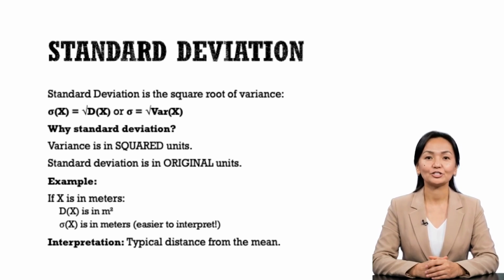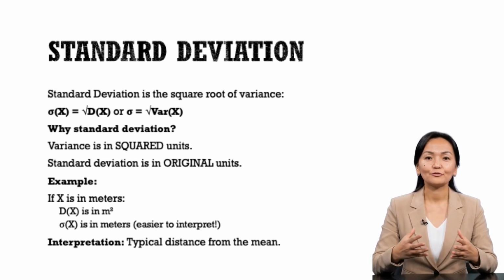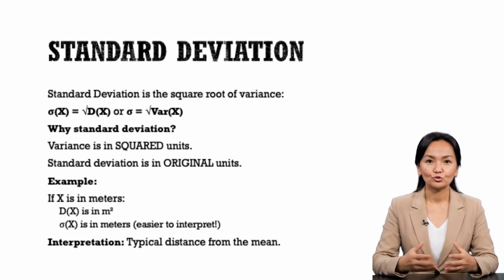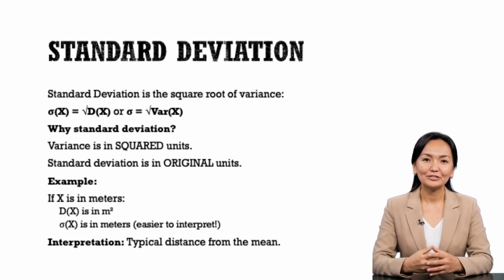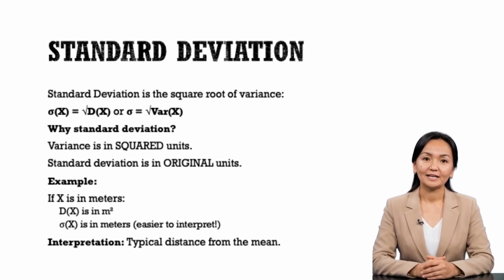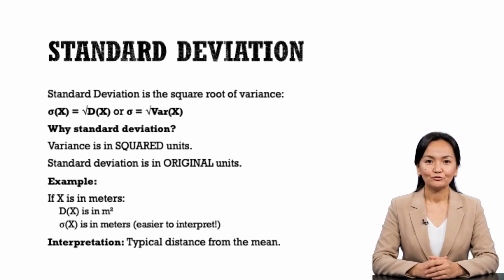This is much more natural to understand. The standard deviation tells us the typical or average distance of values from the mean. For example, if the mean is 10 and the standard deviation is 2, we can say that typical values are about 2 units away from the mean. This is much more meaningful than saying the variance is 4 square units. In practice, standard deviation is the preferred measure for communication and interpretation.